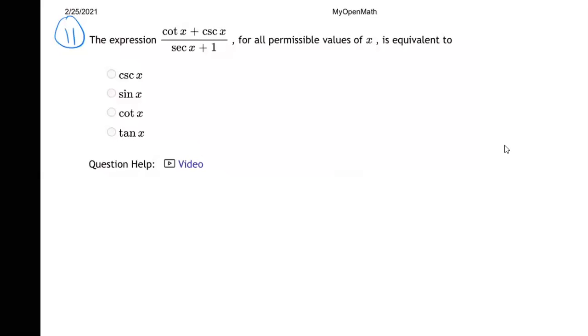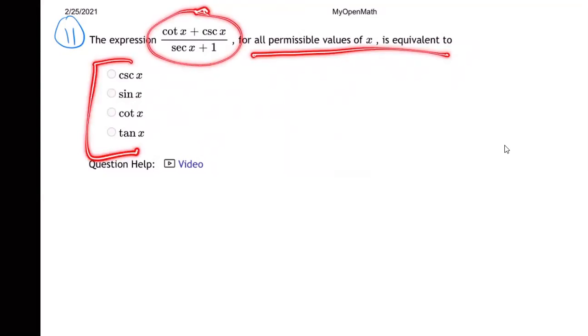Okay, so now how do we do this one? They're giving us this big old ugly thing, cotangent plus cosecant over secant plus 1. And they're saying, hey, this breaks down and it's just the same as which one of those four? They're telling us that all that stuff breaks down and it's just cosecant or sine or cotangent or tangent. Which one is it? Multiple choice.